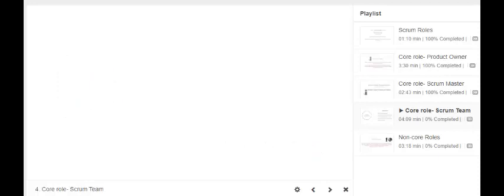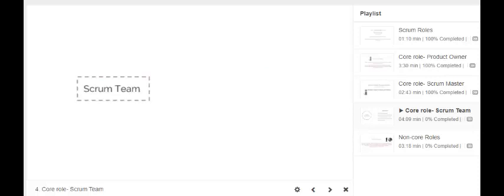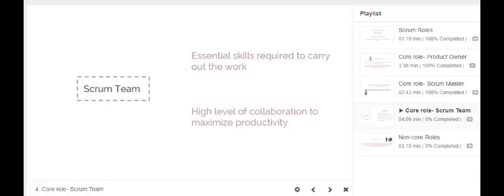Like the product owner and the Scrum Master, the Scrum team also participates in the retrospect project meeting during the retrospect project process. It's important for the Scrum team to possess all the essential skills required to carry out the work of the project. It's also necessary to have a high level of collaboration to maximize productivity so that minimal coordination is required to get things done.